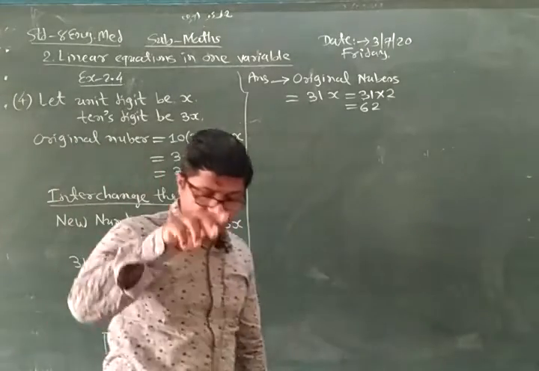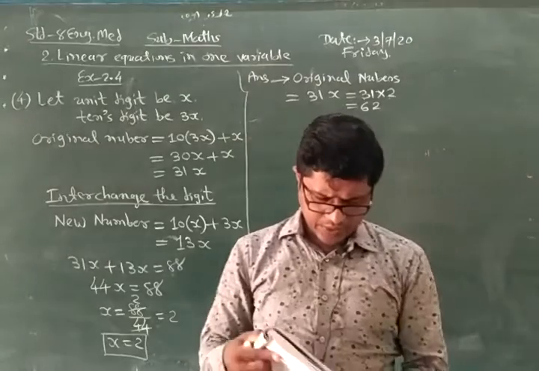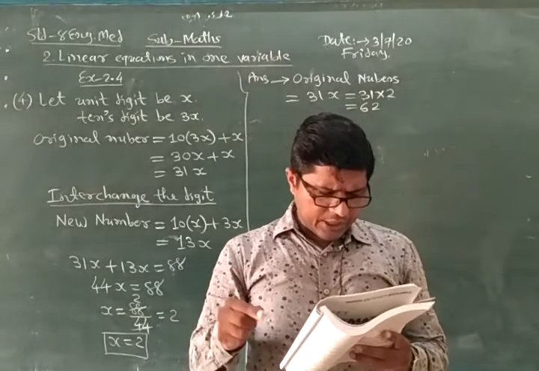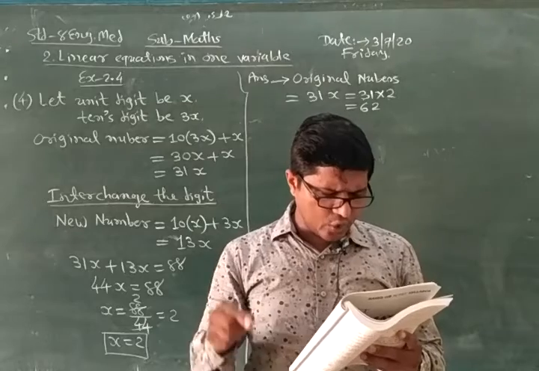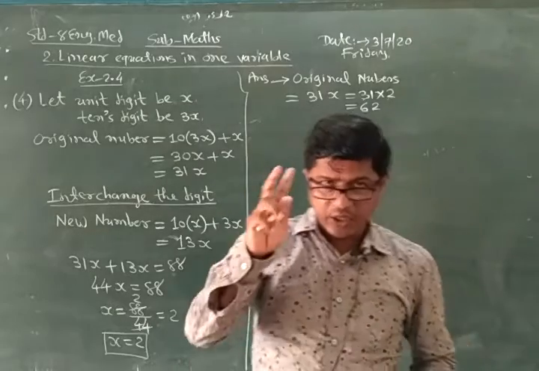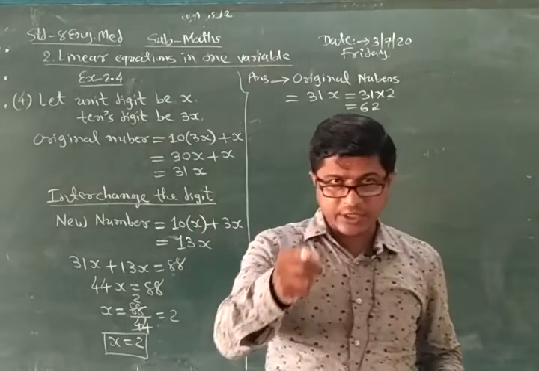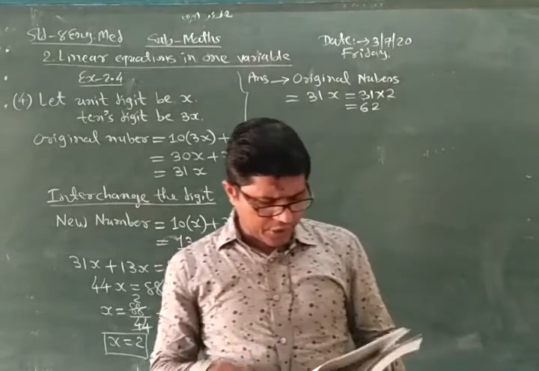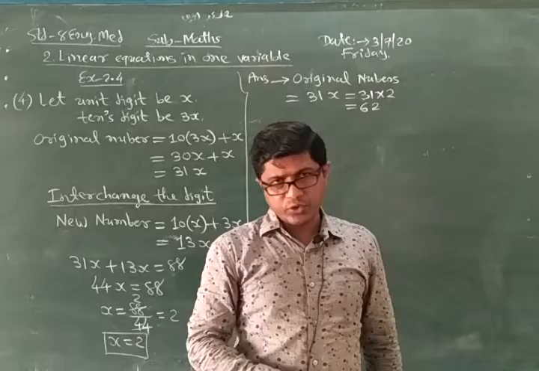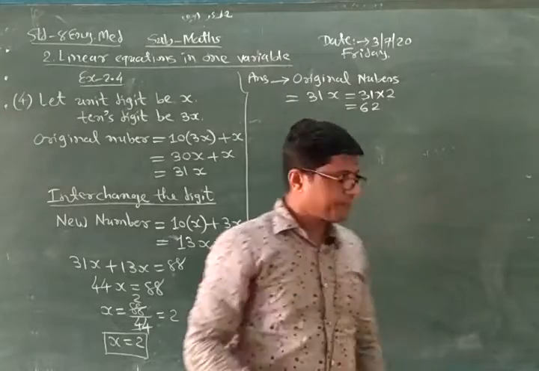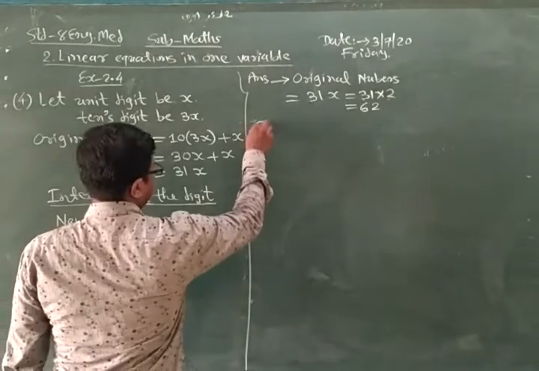Now question number 5. I read here: Saroj's mother's present age is 6 times Saroj's present age. Here two characters are given, Saroj and Saroj's mother. So we suppose the daughter is obviously smaller. So we suppose the daughter, question number 5.